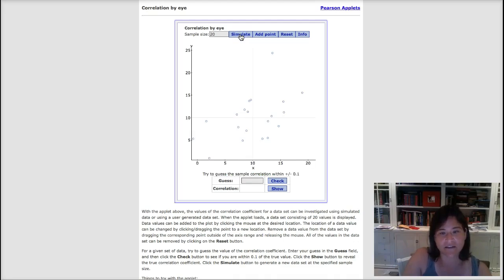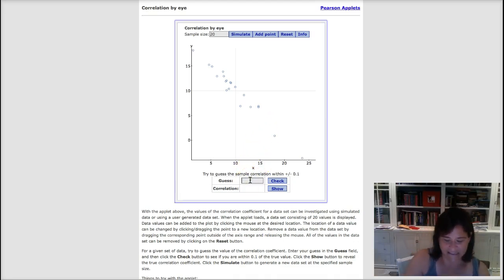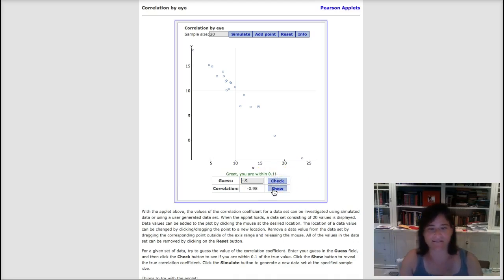I'll simulate another one. Again, I see more of a positive flow here, and it looks a lot less scattered than the previous one. So let's try 0.5. I'll check that, and it says I'm within 0.1. It's 0.49. I encourage you to play with that. Even if you don't guess, you can have them show it, so you can get a feel for it. Here's a really nice negative correlation. I would say this is negative 0.9. Check that. Woohoo! It's even better than that. This is a very linear relationship.